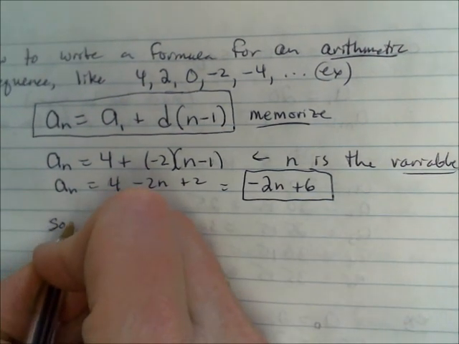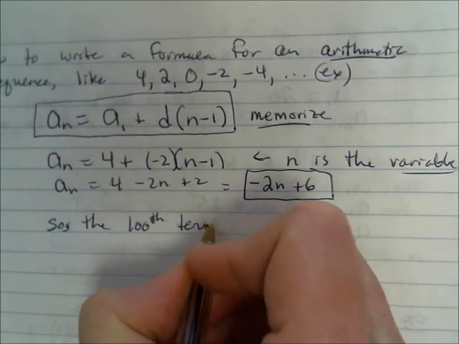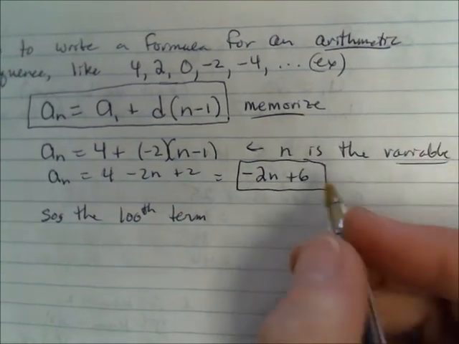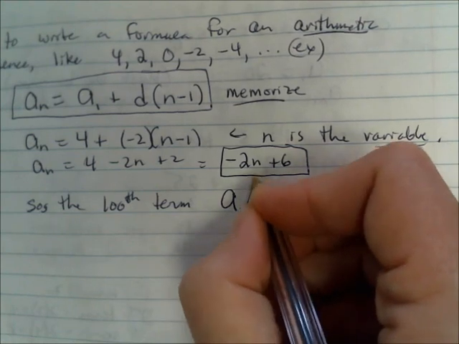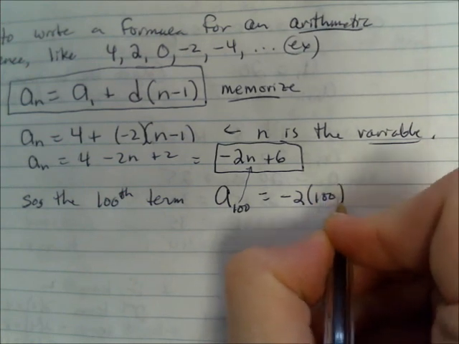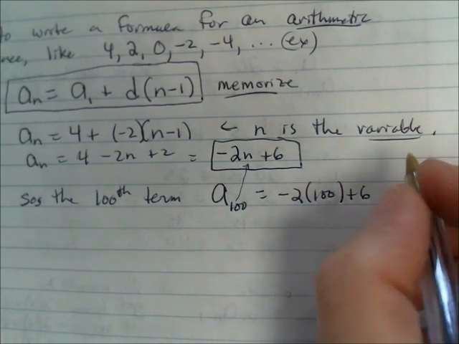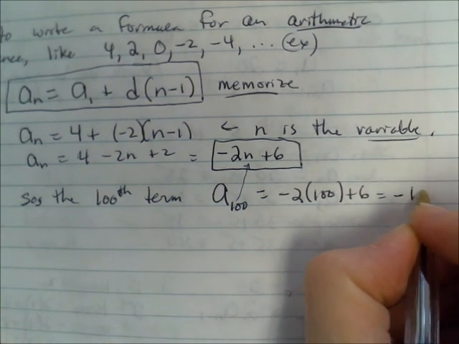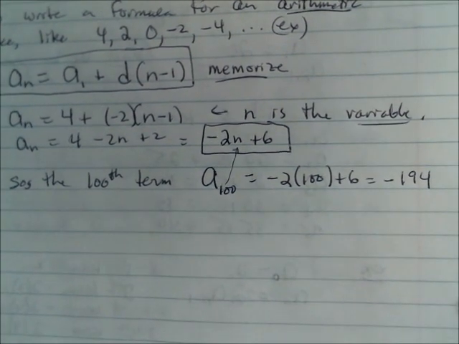So the 100th term for this particular sequence that I gave you up here is written A100. That is equal to, all you do is substitute 100 in for n, so you have -2 times 100 plus 6. Let's see, -200 plus 6 is -194. Is that right? I hope so. If I make any mistakes, you notify me. All right.